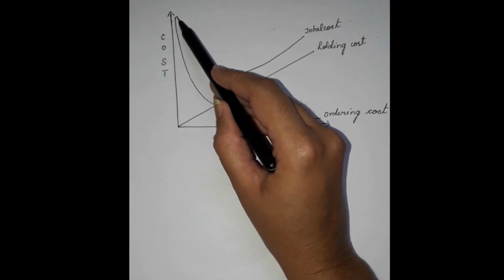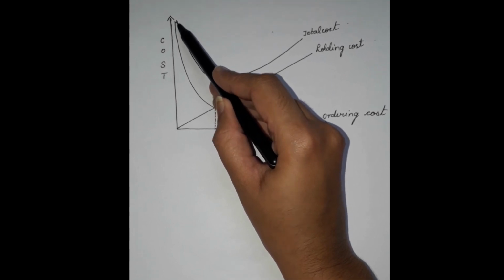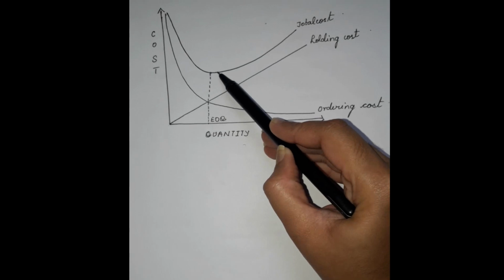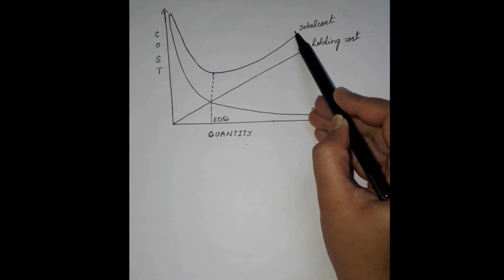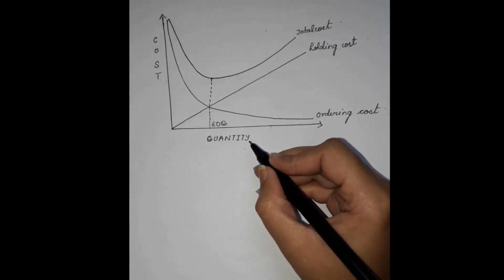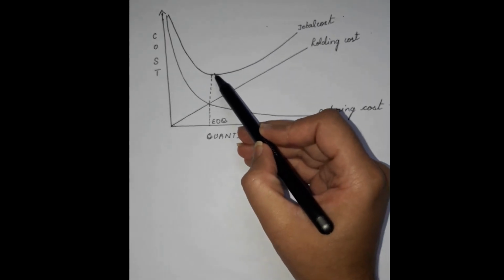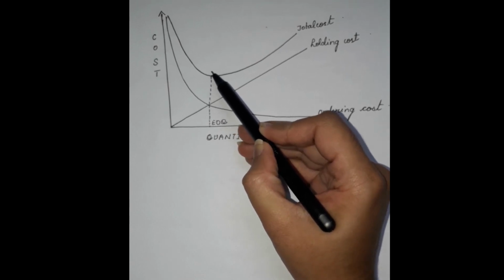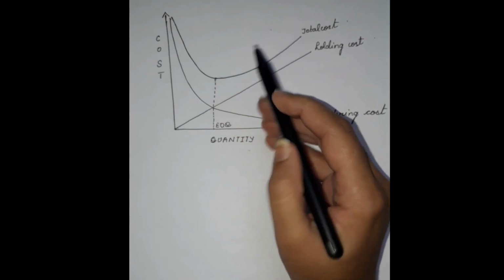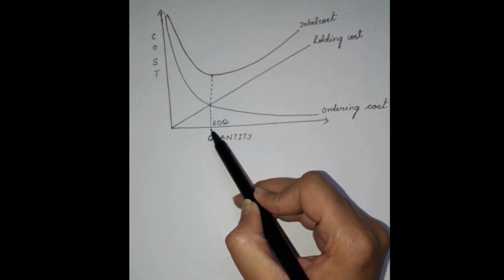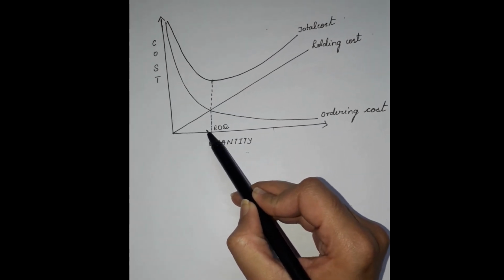Total cost will initially be very high, and then it'll start decreasing up to a point, and then again it'll start increasing. So our economic order quantity is derived at a point where the total cost is minimum. So the point at which the total cost is minimum is the point where the economic order quantity is derived.